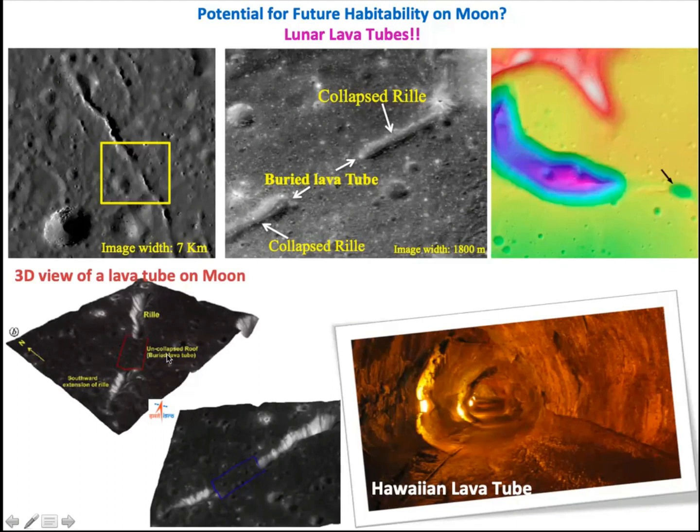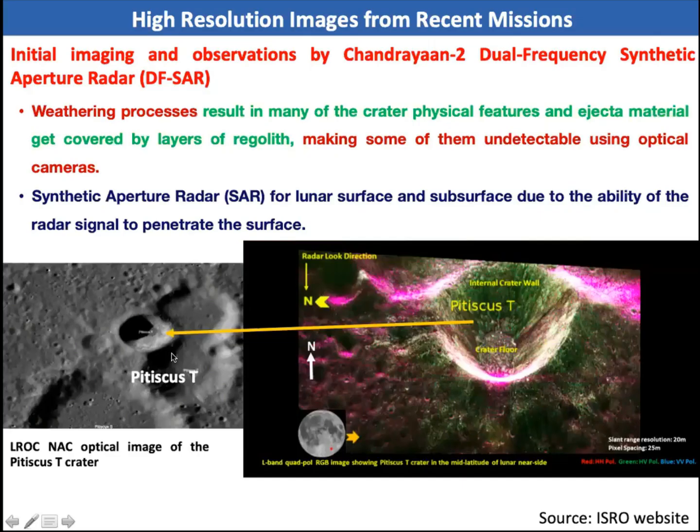So this is also a concept proposed by many of those planetary scientists who worked on the colonization aspect. They consider this as a potential site for colonization on the Moon. Now I'm going quickly. With the advancement in technology, we are having high resolution images from the Moon also.